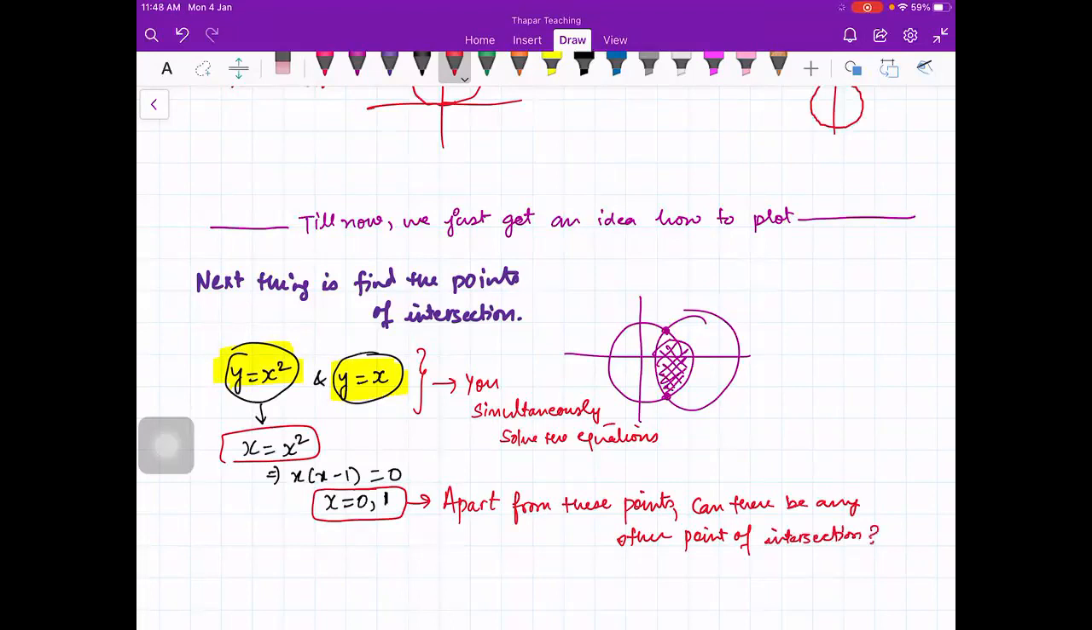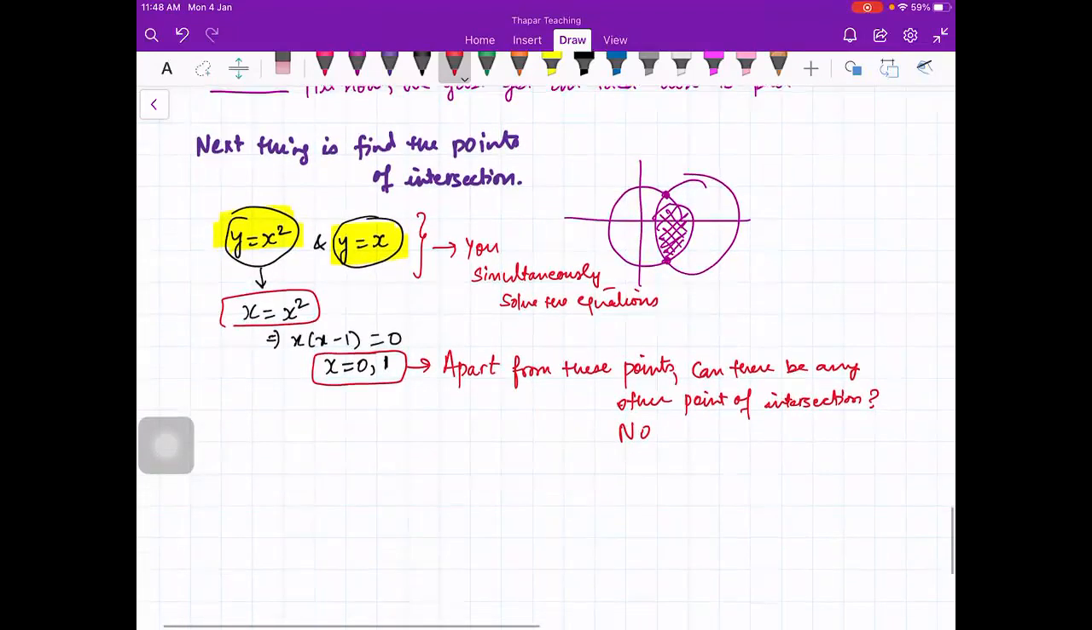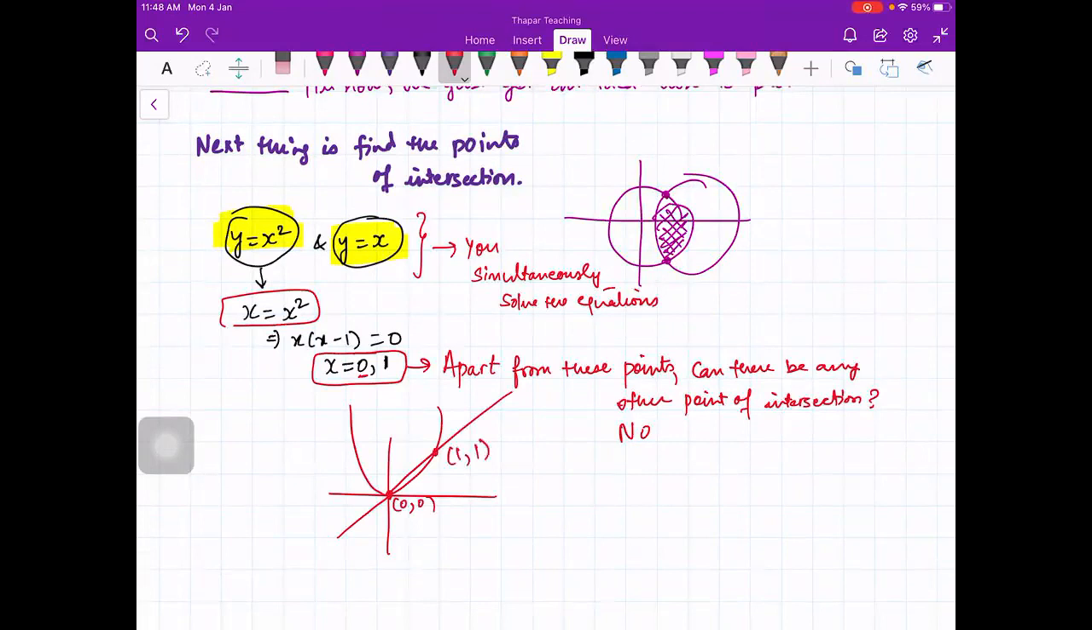Answer is no. Right? So here you can see this is a parabola, y is equal to x square, upward parabola, and y is equal to x is this line. So this is the point I got, x 0, y also 0. This is the point I got. Graphically also we can see these are the only points of intersection. This is what happens in case of Cartesian coordinates.